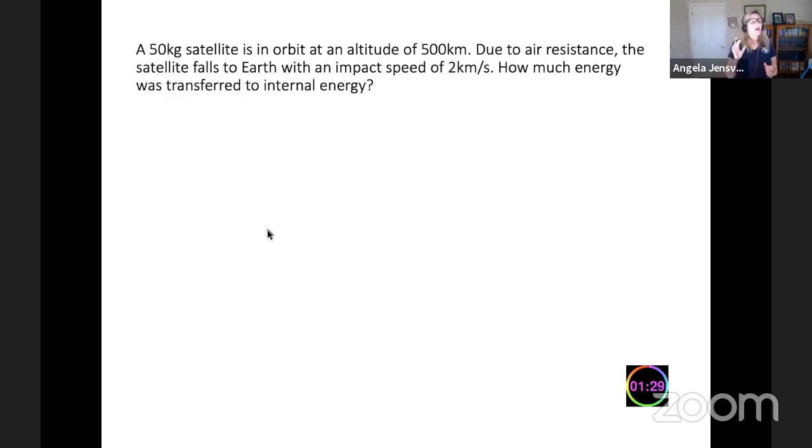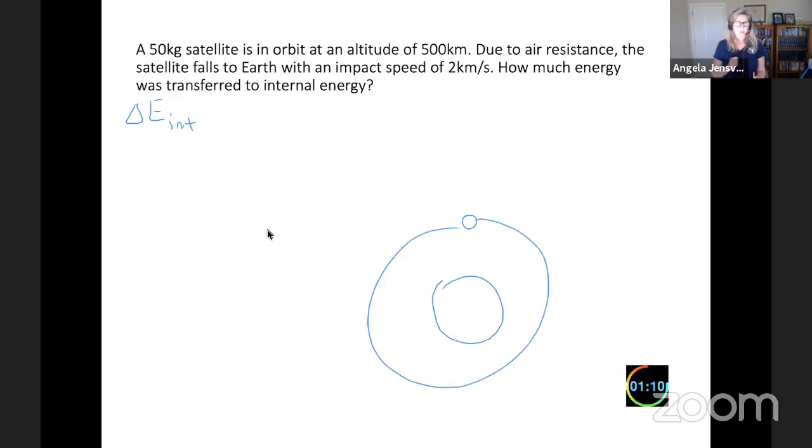Okay, so we have to think about the system's kinetic energy and its gravitational potential energy. So we want to know the change in internal energy. Let's draw a picture real quick. If you have an object in orbit and then it slows down, maybe there's a dissipative force acting on it, it's going to crash into the Earth. It slowed down, so its kinetic energy decreased. Where did that energy go? It went into internal energy, maybe a transfer of thermal energy out of the system.